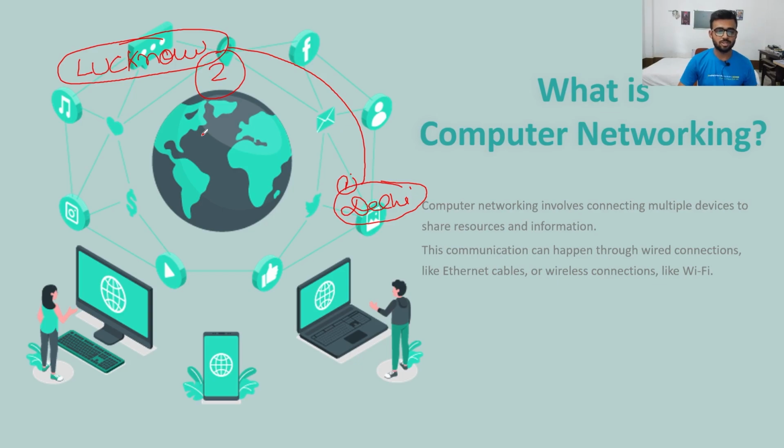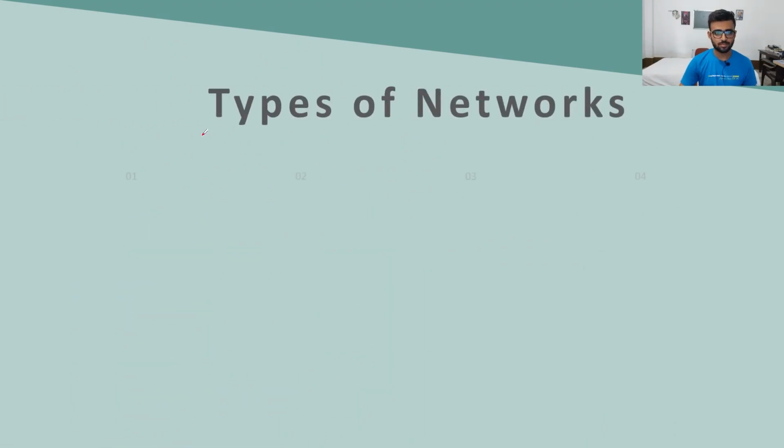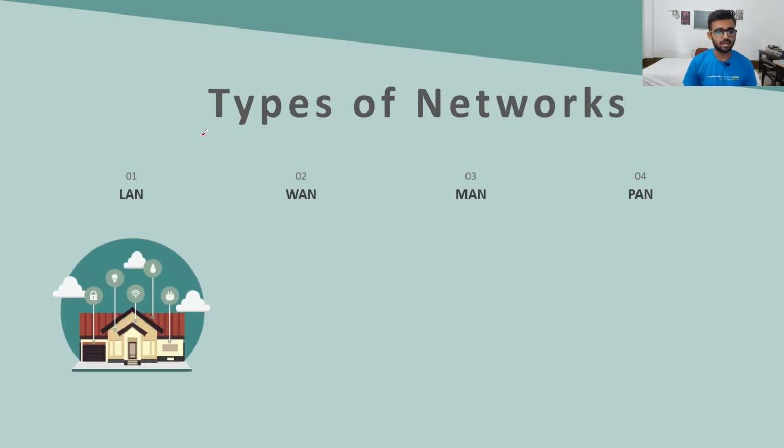So if we talk about the types of networking, let's break down the main types of networks. The first one is LAN. So what is LAN? LAN stands for local area network. This is a network that covers a small geographical area like a home, office, or a building. It's typically used to connect personal computers, printers, and other devices within a close proximity.